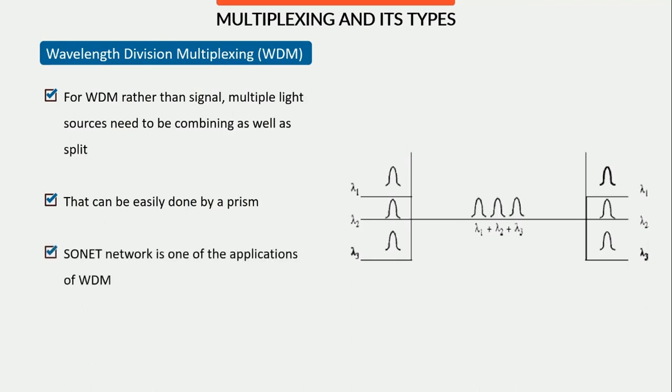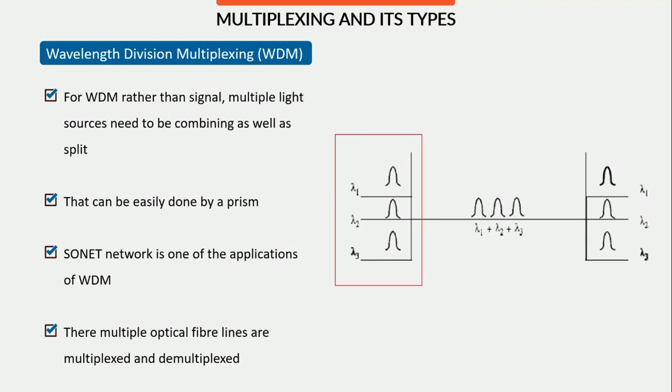The SONET network is one of the applications of WDM. There, multiple optical fiber lines are multiplexed and demultiplexed. We are going to discuss SONET later. Here we can see wavelength division multiplexing, where the wavelengths are divided, then combined, and then divided again. So multiple wavelengths are combined and then transmitted. Lambda 1, lambda 2, lambda 3 we can see in the diagram, and when it reaches the destination, it is bifurcated once again into lambda 1, lambda 2 and lambda 3.